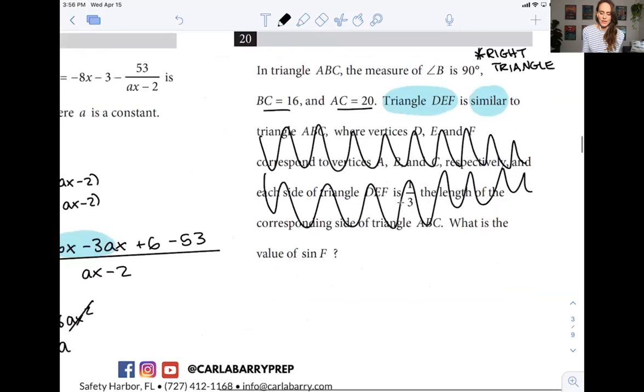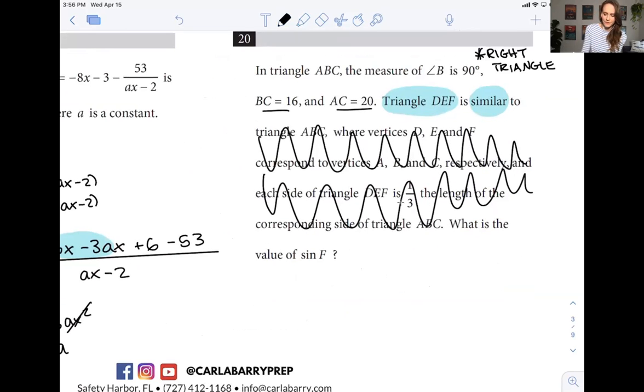So right down here, when they say what is sine of F? Sine of F would equal sine of C. Make it a little more clear. So I don't really have to deal with sine of F. So right here, I'm going to draw my triangle. And I'm going to label it as A, B, C. And I'm going to put my hypotenuse as 20, BC as 16.